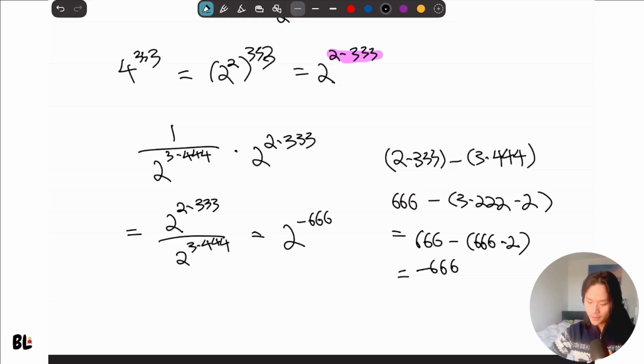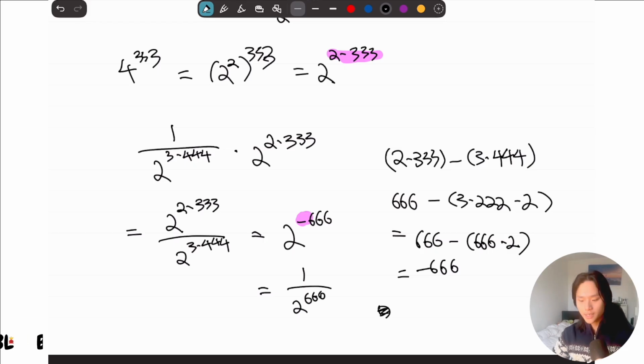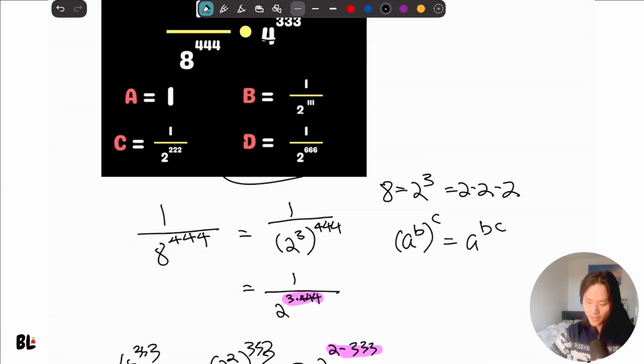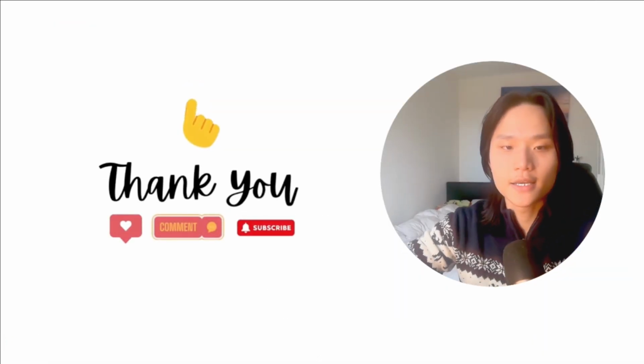So now we have 2 raised to the power of minus 666. And always remember that when we have a negative power, that is the same as the reciprocal with the positive power. So 1 divided by 2 to the 666. So let's take a look. And, well, we do have the answer, and it is D. And that's our answer. How amazing.